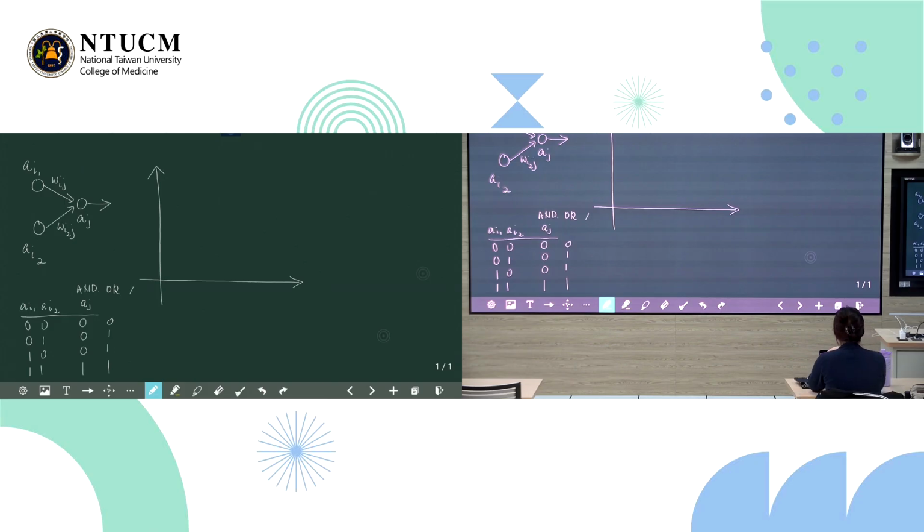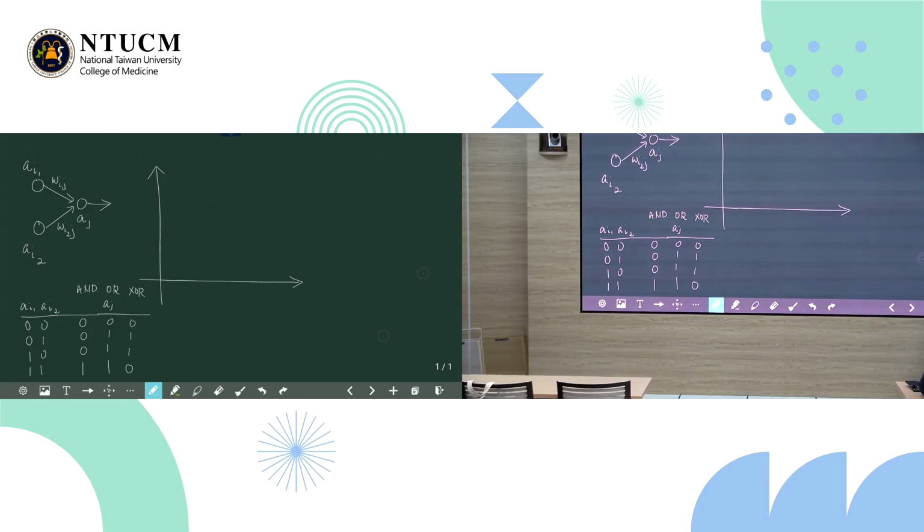But if I go to an XOR, I'm going to put this in the middle a little bit so that it makes better sense. If it's an XOR, then it becomes something like that, right? So this should be easy, nothing new here. Then I have drawn the plot, the problem here.